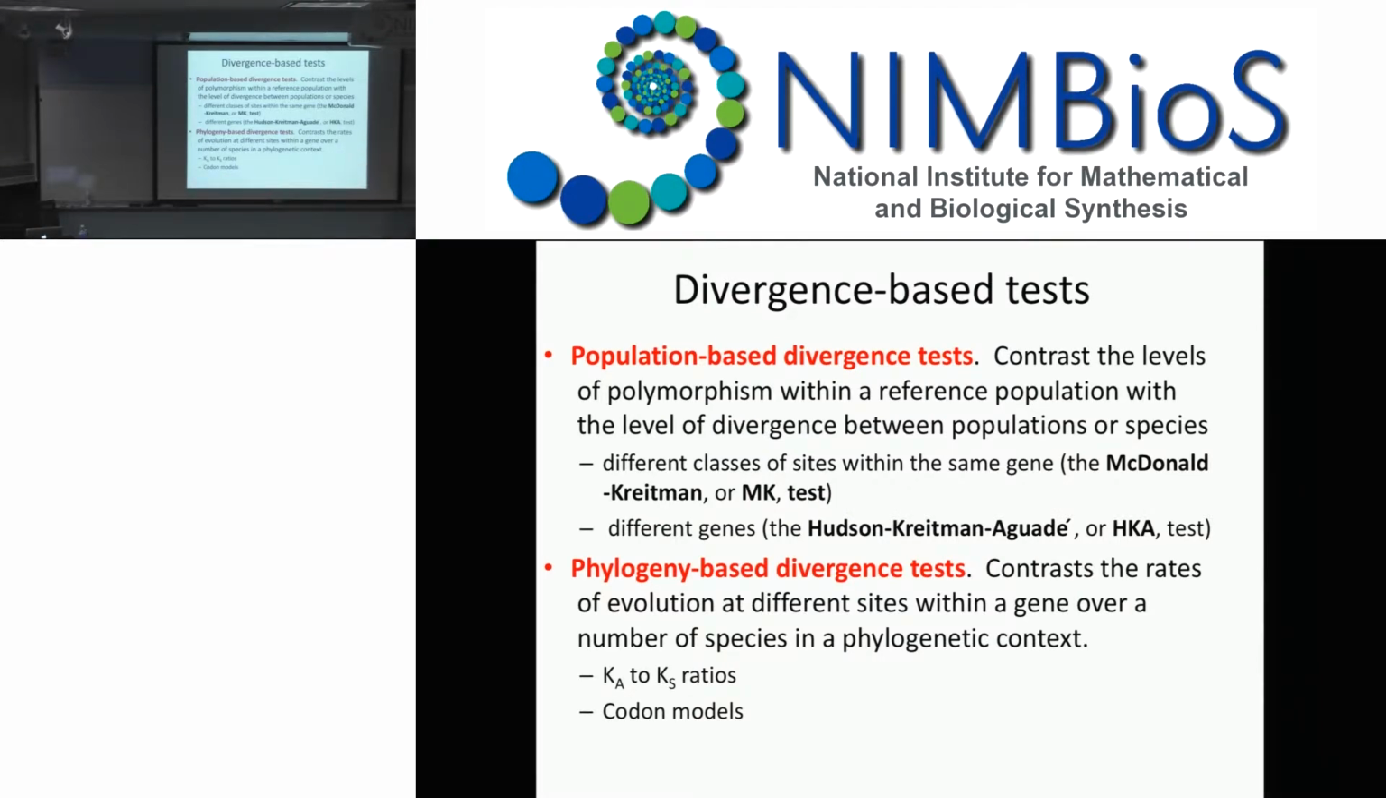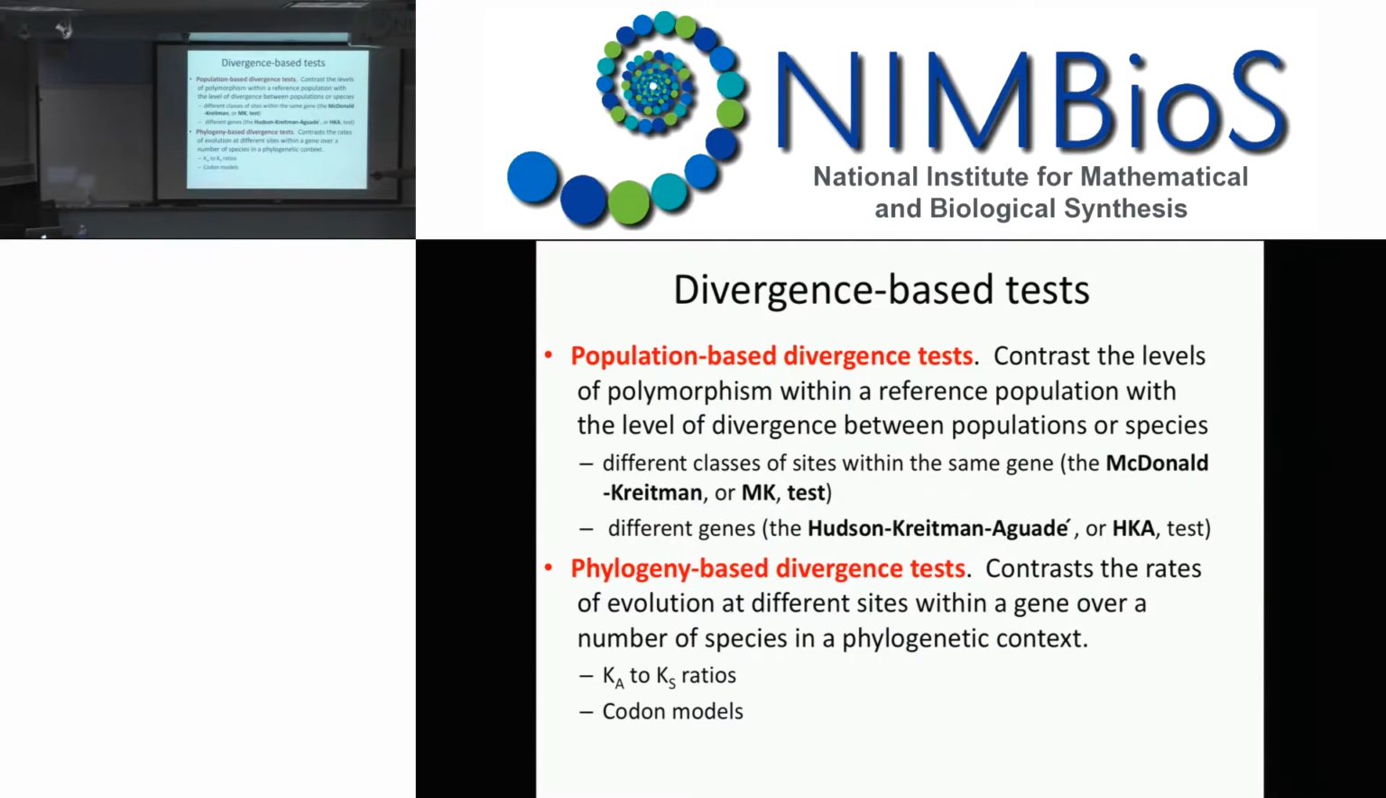We can also do a different test, a phylogeny-based divergence test. So now instead of having simply two species, I have a number of species, and I've got a sequence from each species in some phylogeny, and the reason I have some phylogeny is I can determine if events are independent. So let's say a mutation appearing several times. It could be clustered in the phylogeny, in which case it's probably a single event, or it could be scattered over the phylogeny, in which case it's probably independent events. And here, I contrast the rate of evolution at different sites within a gene in a phylogenetic context.